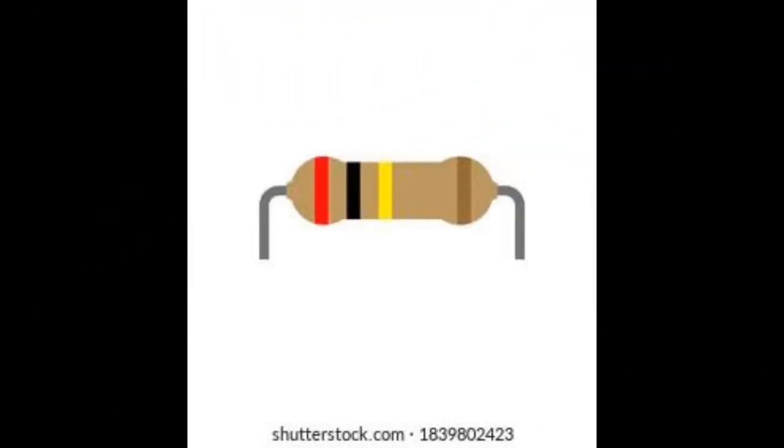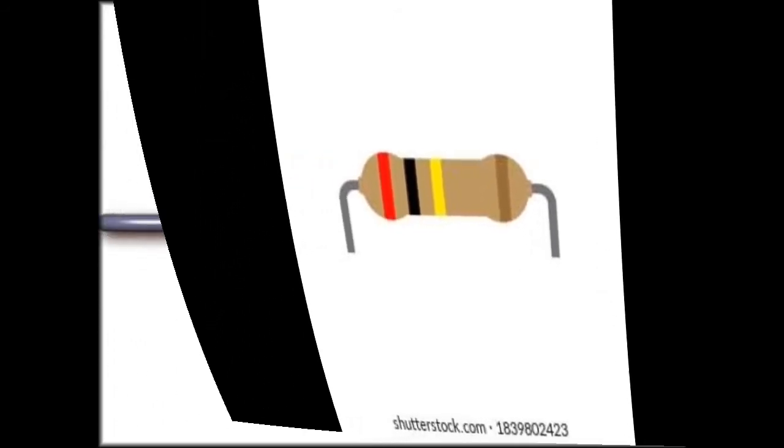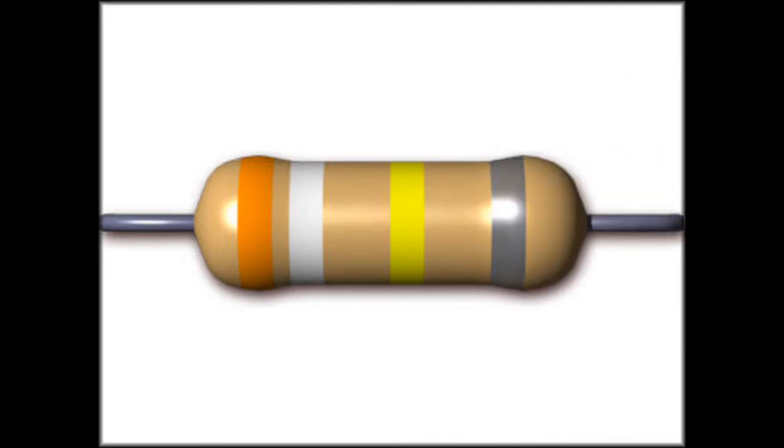And as for the fourth diagram, we have the first band as red, the second band as black, the multiplier as yellow, and the tolerance is brown. And in our fifth and last diagram, the first band is color orange, the second band is color white, and as for the multiplier, it is color yellow, and the tolerance is silver.